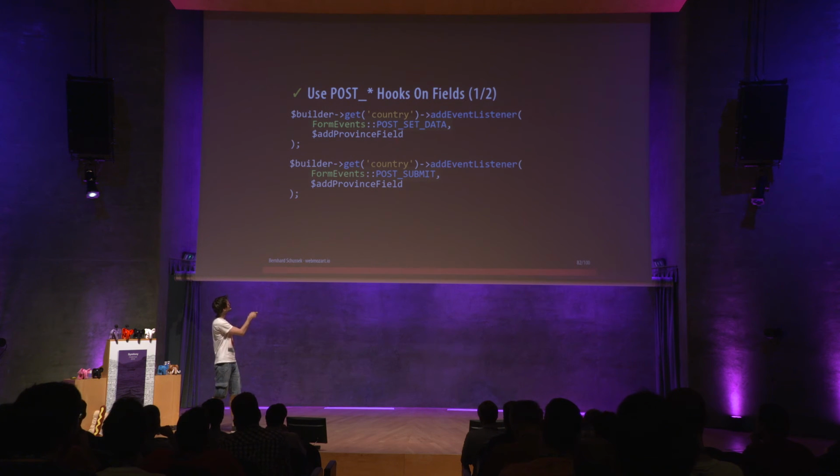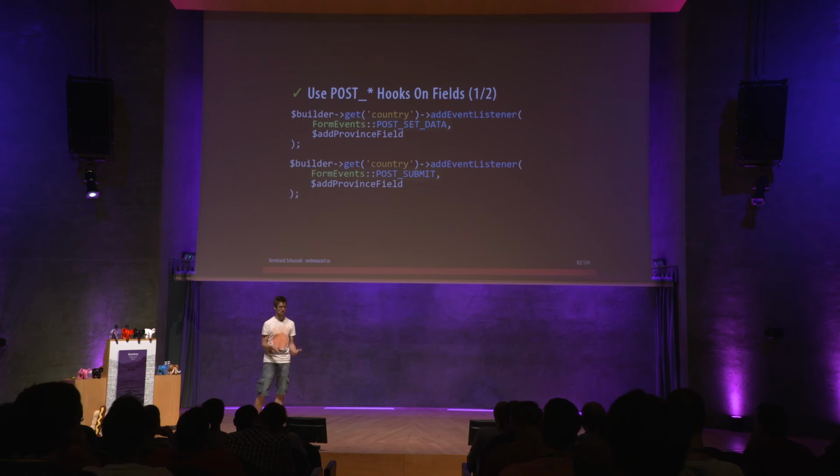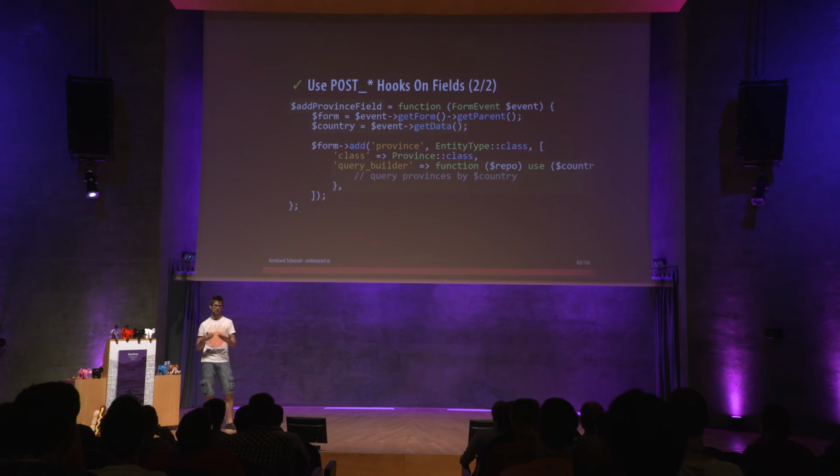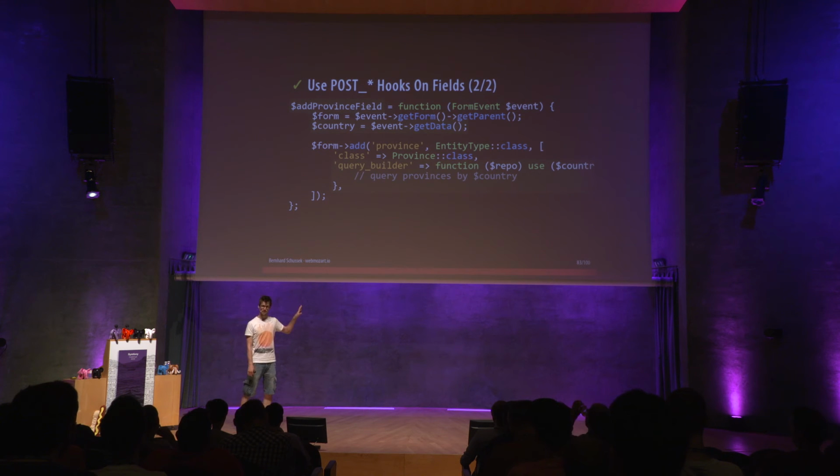Okay? Same can be done for post-submit. So get country post-submit. After the country field is submitted and changed, you can execute some logic. And add province field can be some closure where you add this province field and where you can already access the country that is set on the form because it's an event listener for the country field, right? And depending on that country, do something in your province field. Of course, if you have multiple dependencies, this gets a bit messy, but still it's possible. You can solve it. It's not a use case that is impossible to solve.